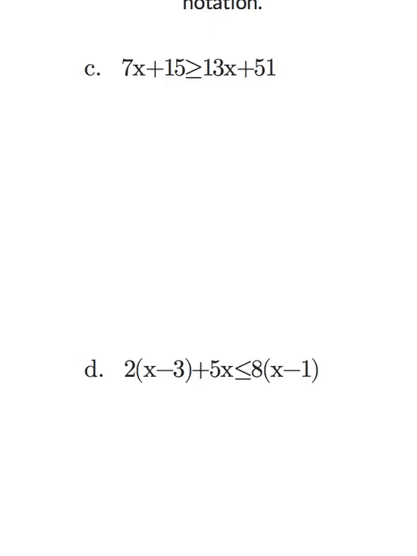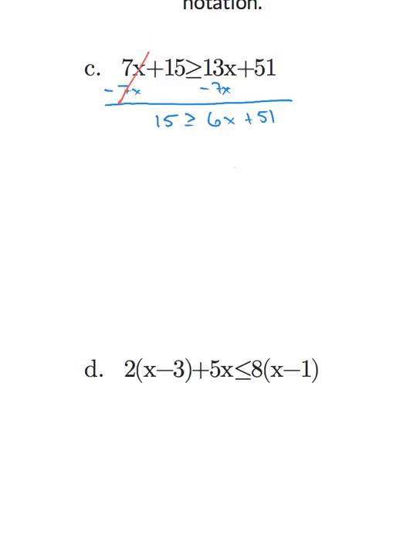Now, if you are the type that you always like your variable term to be positive, then you might sit there and say, okay, well, let's subtract 7x from both sides. And if we do that, we get our 7x's cancel. We are left with a 15 on the left. We have that is greater than or equal to 6x plus 51.